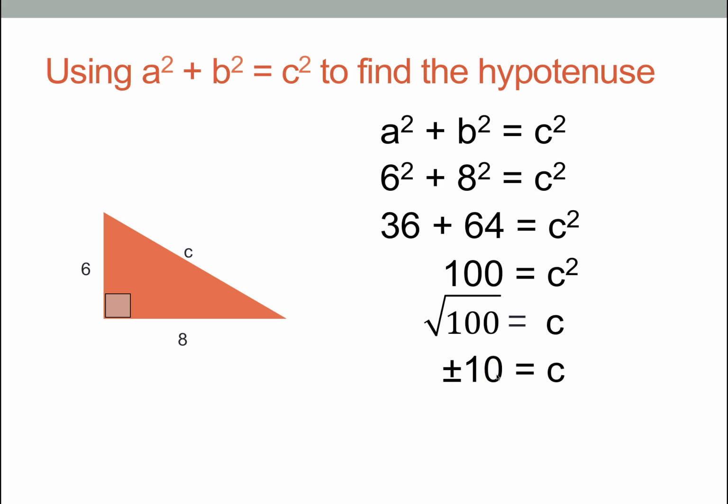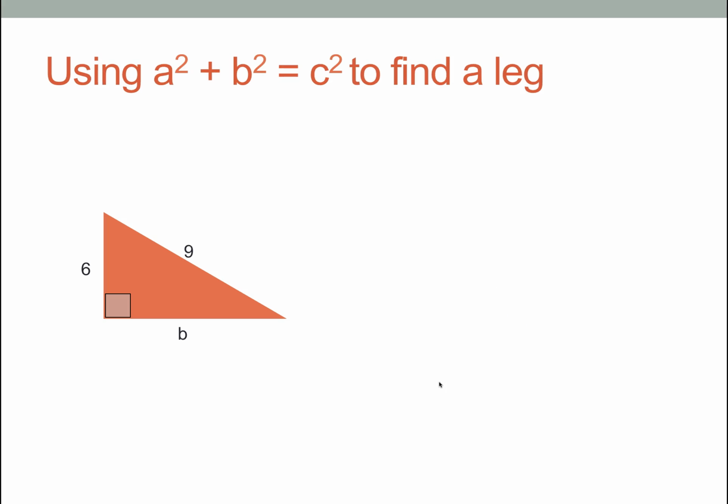Now we know there's no such thing as a negative measurement if we're measuring the side of a triangle, so the answer is going to be 10. So we can get rid of the negative part of this because we know it just doesn't make sense here. In other parts of math, you'll see that it can make sense, but here it doesn't, so we don't use it.